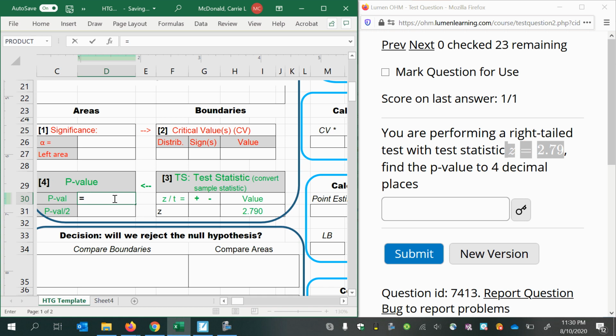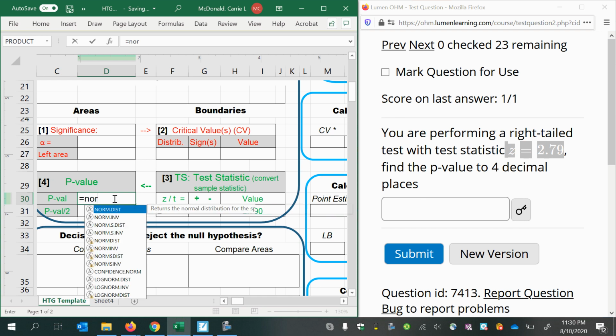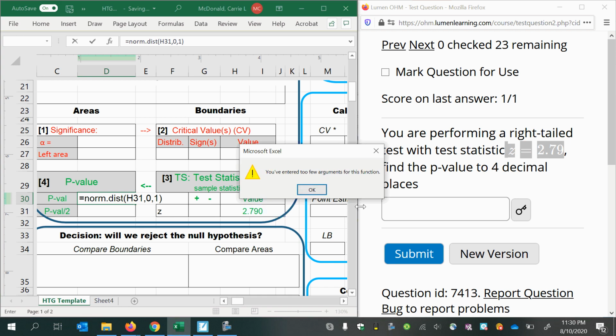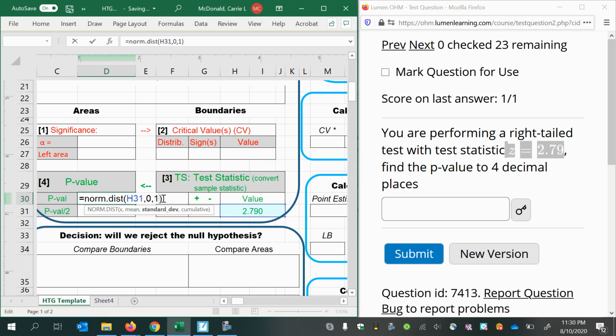And we can use the normal cumulative distribution function norm.dist and put in the boundary of the test statistic, which is a z-score, so we will use the mean of 0 and the standard deviation of 1. Oh, I forgot to tell it to do cumulative. It always wants to know, should I do cumulative? Yes, 1 for yes. Okay, so this is the area in the left. The left area, that's why it's so large.